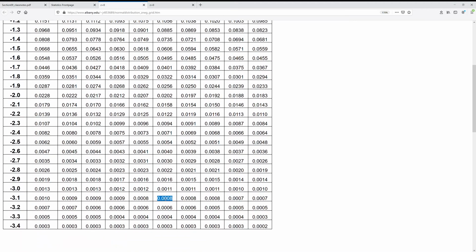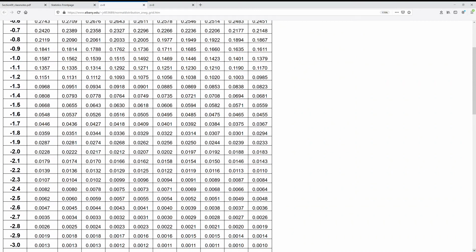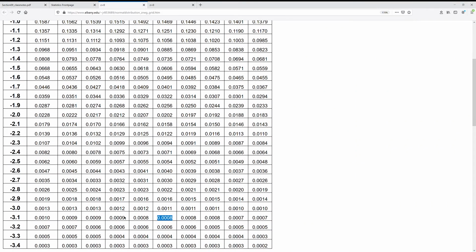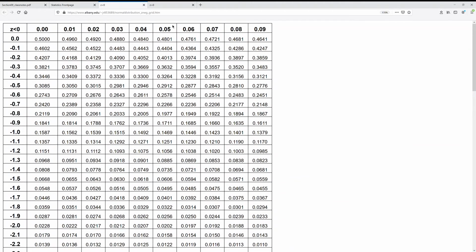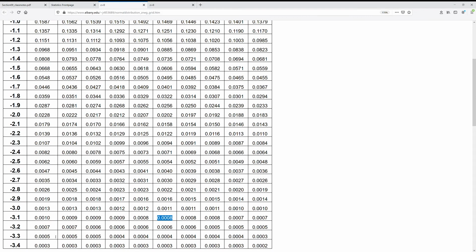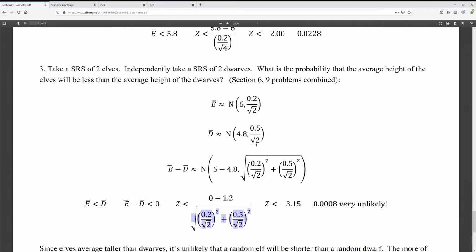Notice, by the way, that in this case, if you're one entry off, it's not really going to change things too much, so there's room to maneuver. But yeah, that's the 5 column. So negative 3.15 gives 0.0008. 8 times out of 10,000. Less than 1 time out of 1,000. Very, very unlikely. So it's very, very unlikely that the average of the 2 elves is shorter than the average of the 2 dwarves.